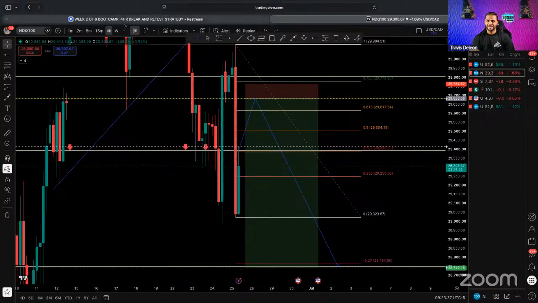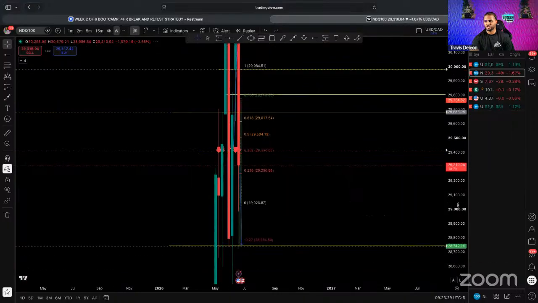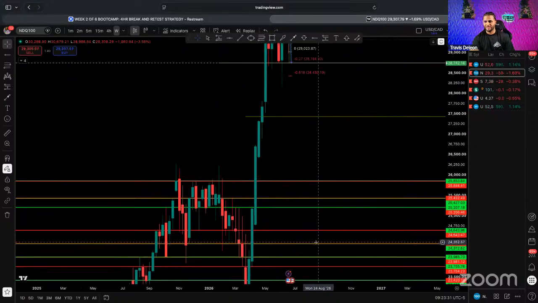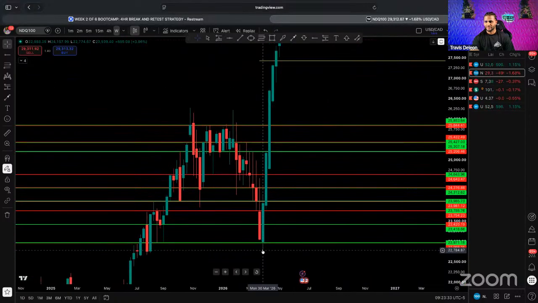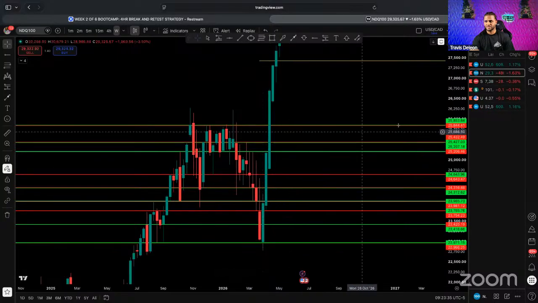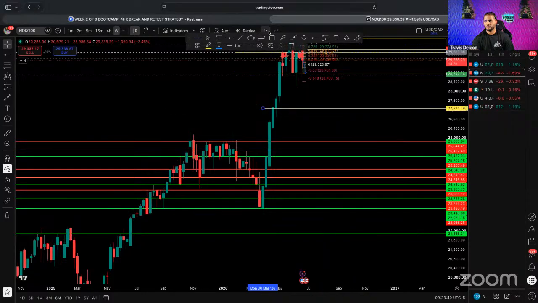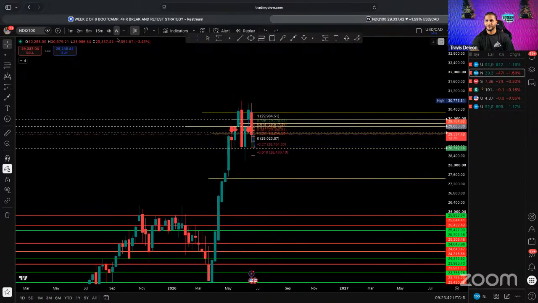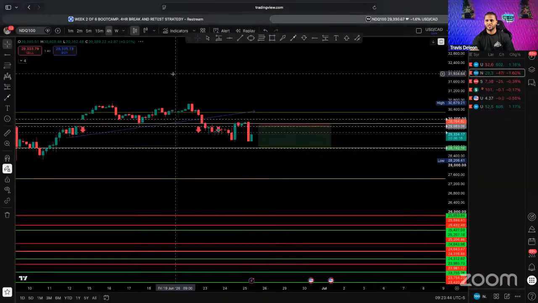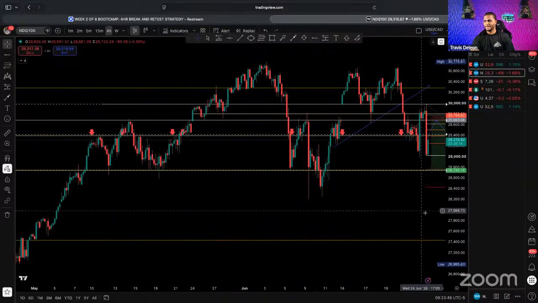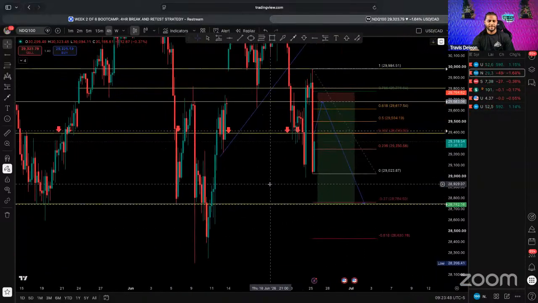Plus, the Nasdaq 100 has moved up so crazy since March. This thing has moved up almost 15 or 20%, something like that, even higher. And it's just because of the AI bubble.